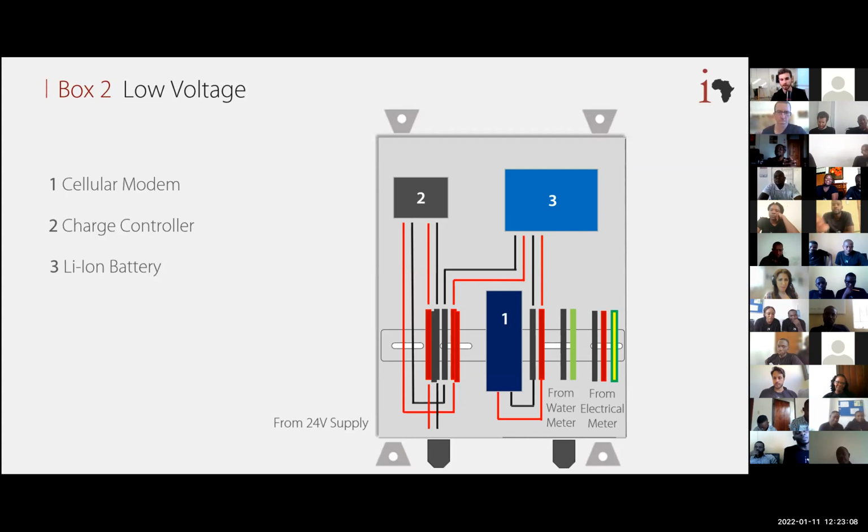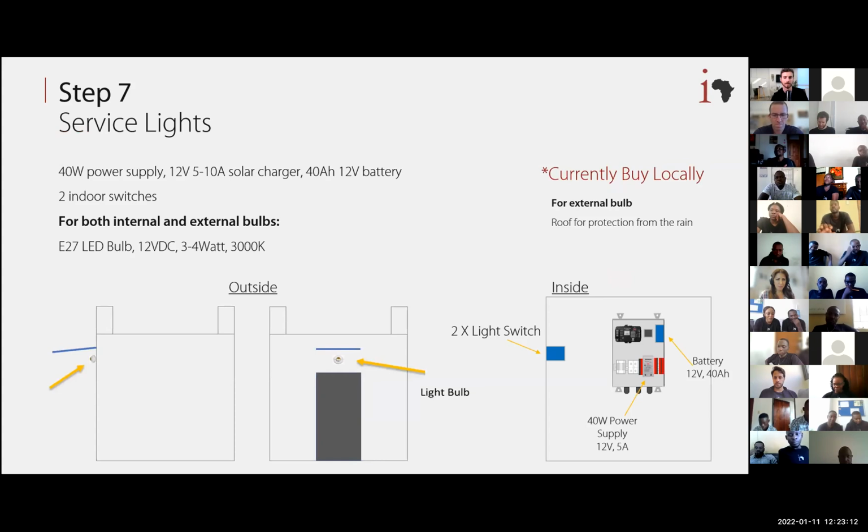You can see the low voltage also with the modem, charge controller, and battery. So this is the service light I mentioned. Just like I said, currently we buy it locally, but in the future monitoring system, we're going to supply the service lights for you, and inside the box you're going to have the battery and the 40 watt power supply. Now, there's going to be a light outside the pump room and inside the pump room.